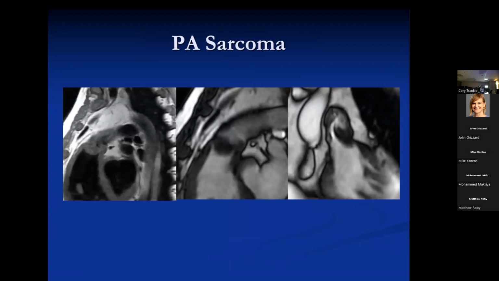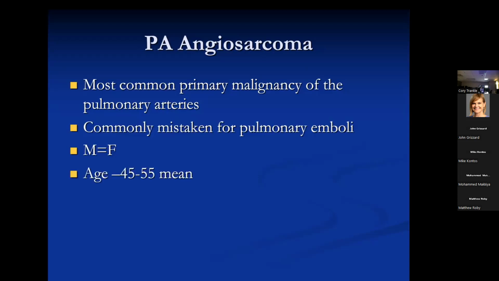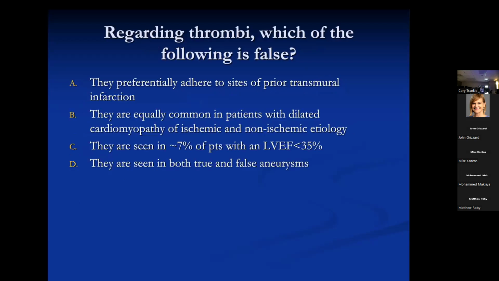These are PA sarcomas. They're not to be confused with pulmonary emboli, and they're the most common primary malignancy of the pulmonary arteries, commonly mistaken. Male and female rates are about the same, and they don't have a great prognosis. I just thought I would show that real quickly. And we're about to close off here. I'll go through these quickly and try and leave time for questions.